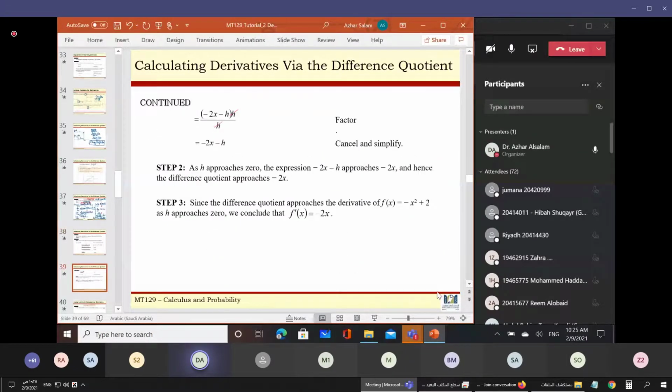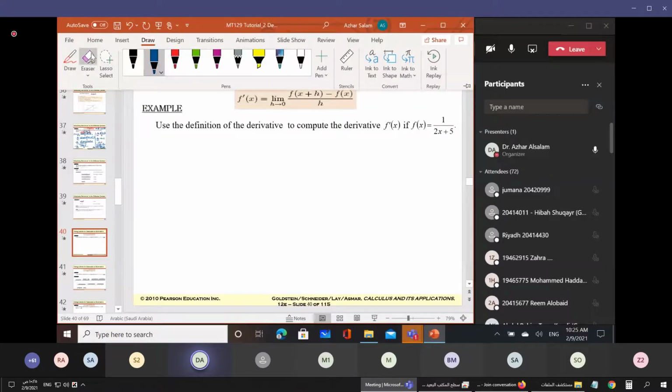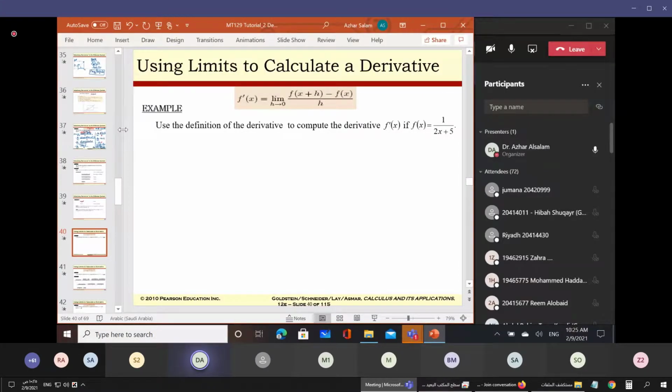Okay, these are the steps in the slide, and this is another example. This is how to write the question, or how to find the question in the exam. Use the definition of the derivative to compute the derivative f dash of x. So the question is to find f dash of x using the definition. This is the given function, which is a quotient, a rational function.